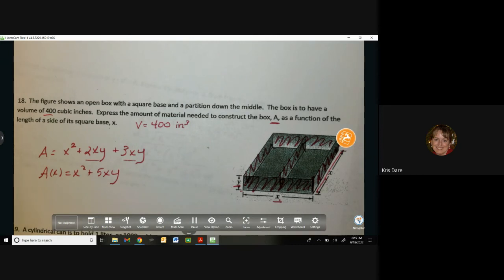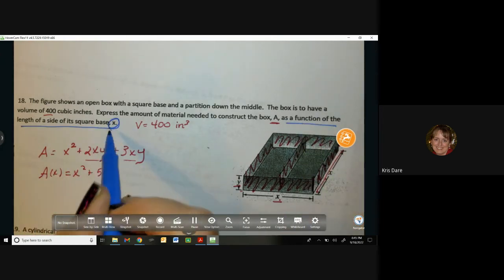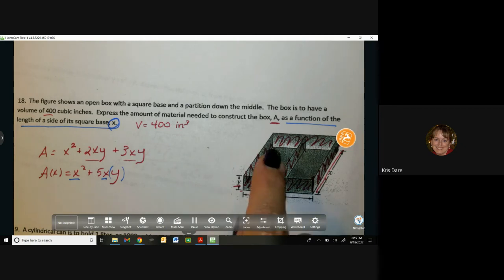That is not my answer. Why is that not my answer? As a function of the length of its side x. This has this stinking y in it. If I had some sort of an equation to represent the relationship between x and y, I could plug it in. But they didn't give me one like they did on that semicircle one.